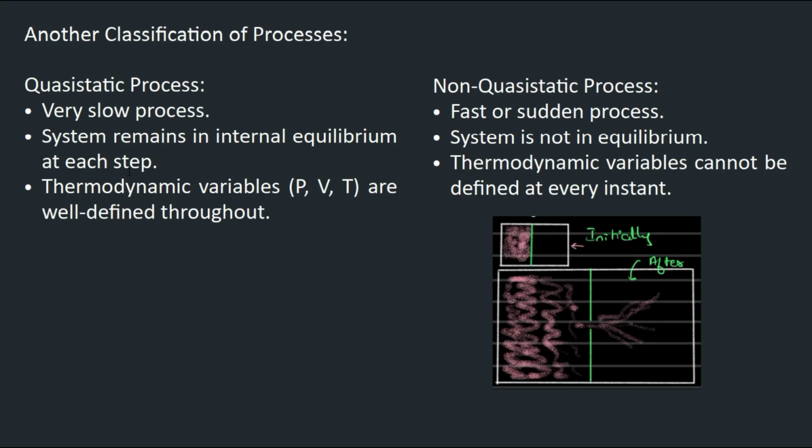System remains in internal equilibrium at each stage. Sorry, I'm reading quasi-static. System remains in internal equilibrium at each stage. Thermodynamic variables, the pressure, volume, and temperature, they are well defined throughout. You know what is happening at what point of time. For this pressure, what is the temperature, what is the volume, you know that. While in non-quasi-static, it is sudden. You take a balloon, you make a hole, you blast it basically. What happens? It is non-quasi-static. It's very rapid. We don't know exactly what is the pressure, volume, and temperature, and so on and so forth. Things are not easily measurable.